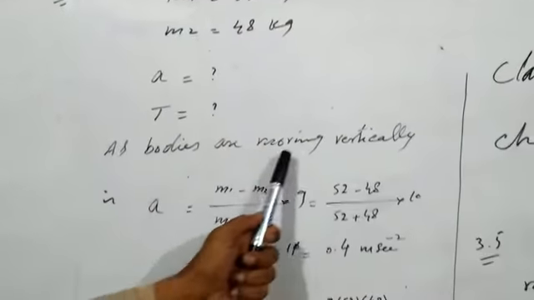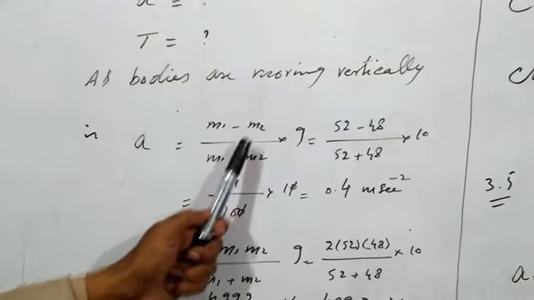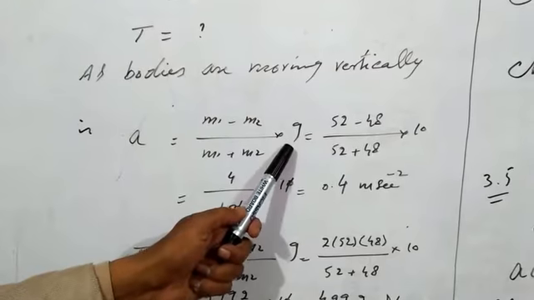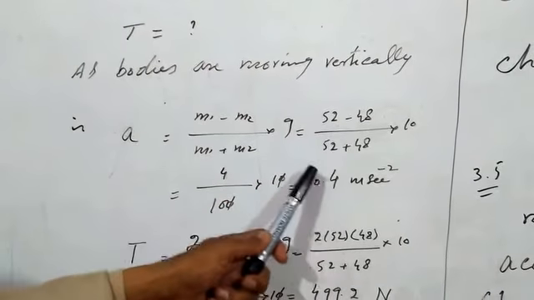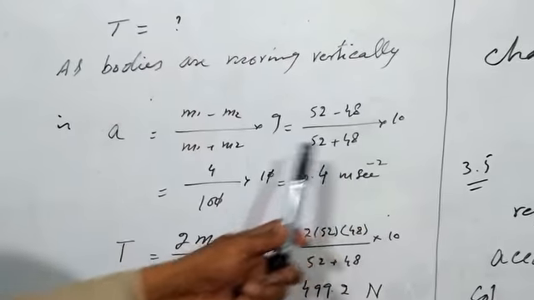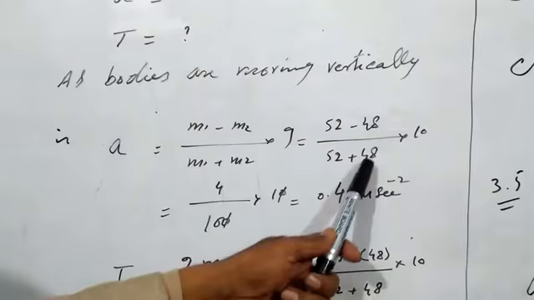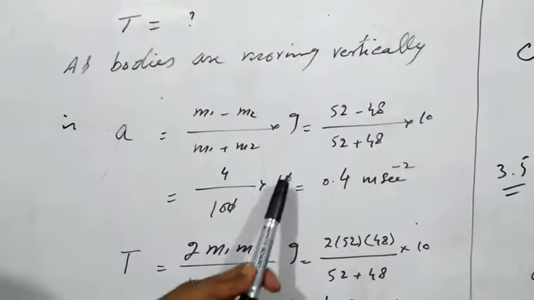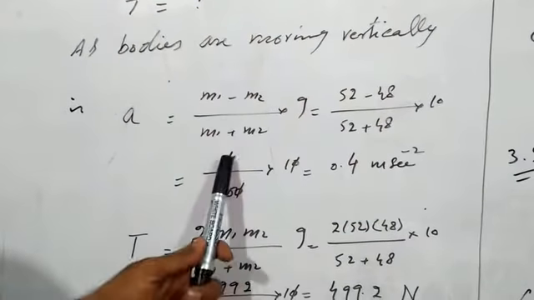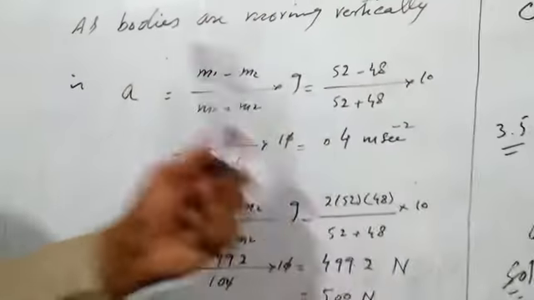As bodies are moving vertically, A is equal to (m1 minus m2) by (m1 plus m2) into g. Putting the values, 52 minus 48 by 52 plus 48 multiplied by 10. So 52 minus 48 is equal to 4. 52 plus 48 is equal to 100. 0 cancels with 0. So 4 by 10 is equal to 0.4 meter per second square, which is the acceleration.